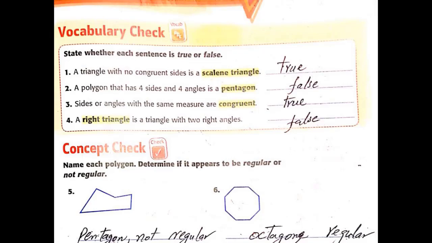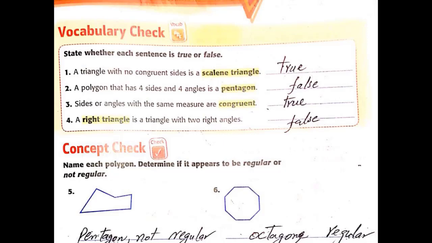Number 2. A polygon with 4 sides and 4 angles is a pentagon. False, because pentagon has 5 sides. Number 2, you will write false, because 4 sides is a quadrilateral, not a pentagon.